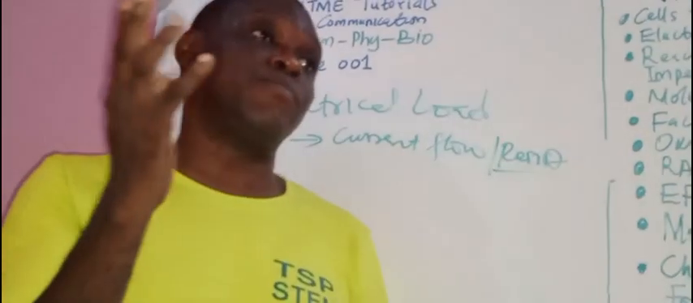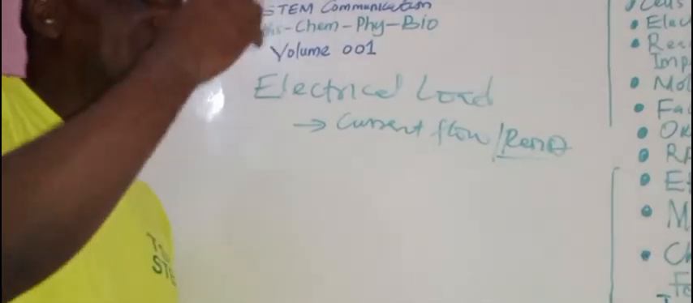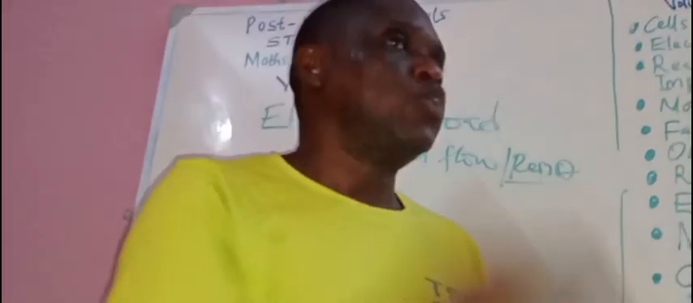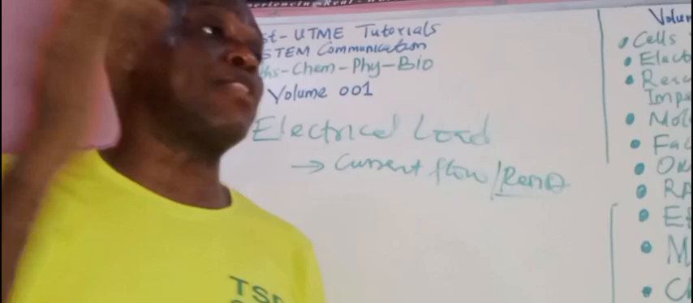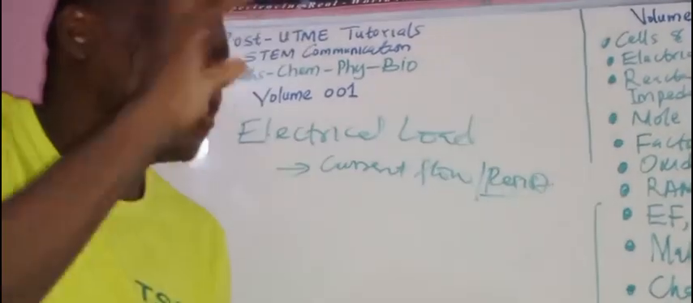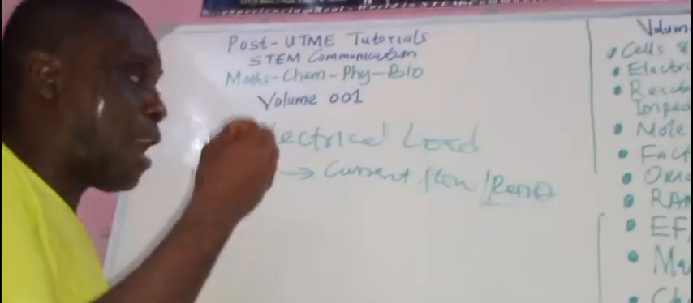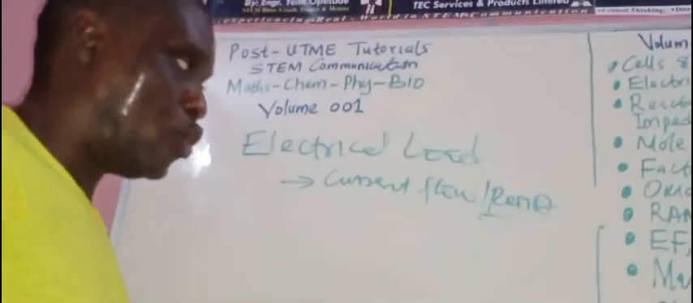Starting from the common bulb that lightens our rooms, that lightens our environment. It's a load, and it showcases different resistance. You can compare the resistance that will be showcased by a bulb to a pressing iron, or to that of a freezer or refrigerator or air conditioner. Do you understand that? So all those things that rely on electricity to function are called electrical load.